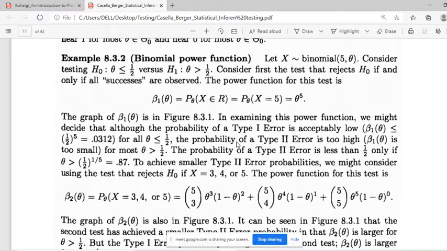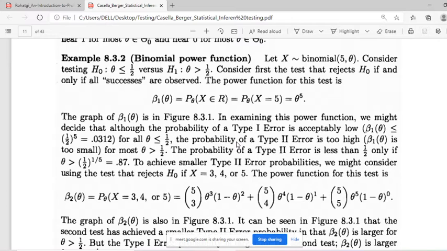If theta equals a particular number, then that will be simple. Since this is some region, theta less than or equal to 1 by 2, that is a region, so it is known as a composite hypothesis. So we are testing the composite hypothesis. The underlying random variable is binomial 5 comma theta.